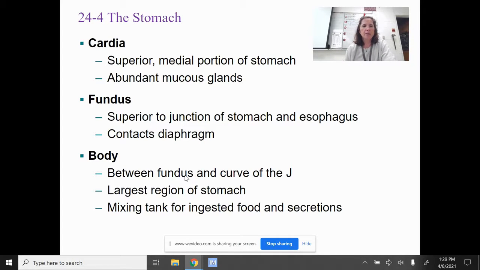There are three parts. The most superior part is the cardia. The fundus is superior to the junction of the stomach and the esophagus. And then the body is between the fundus and the curve of the J. The body is the largest part of the stomach. That's the mixing tank for all the food.